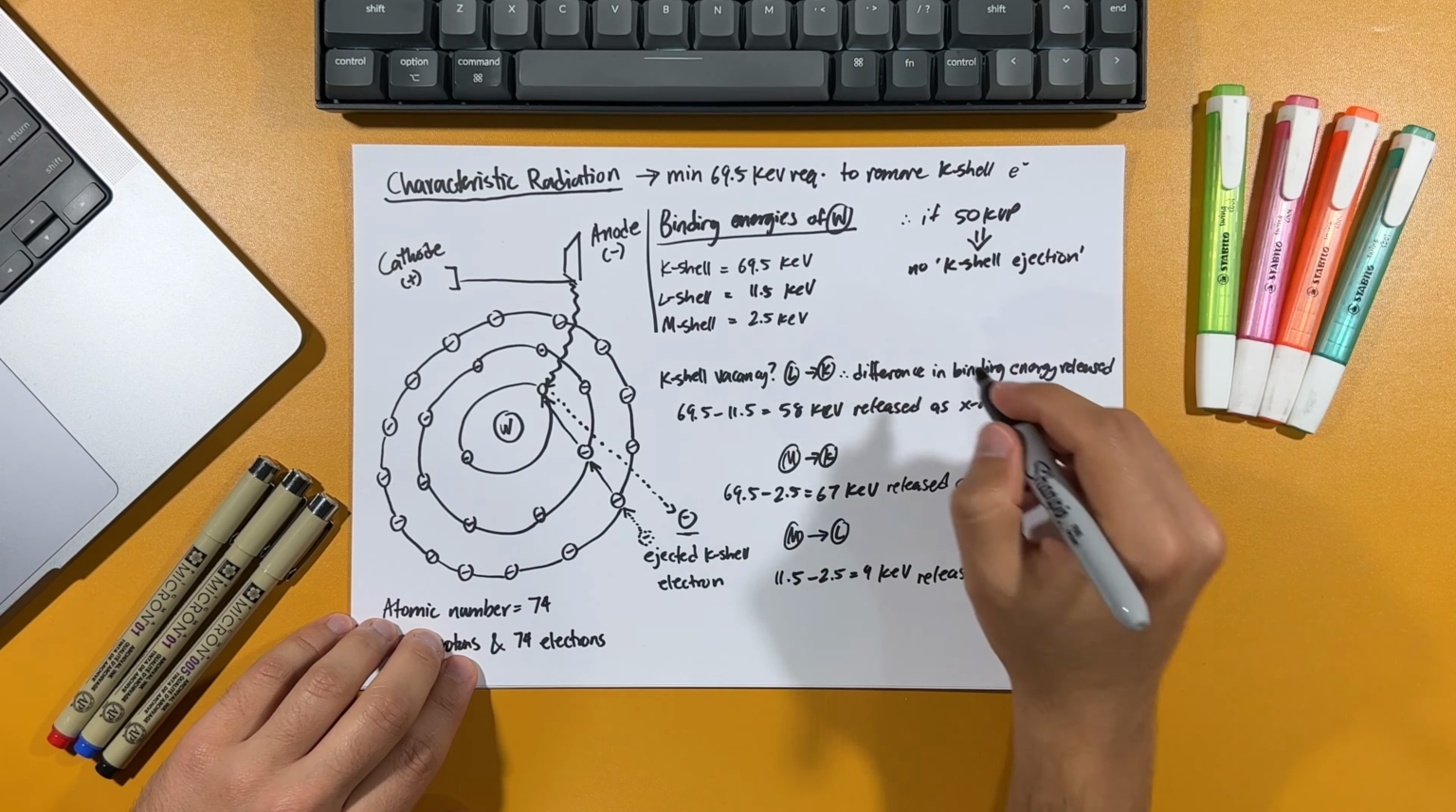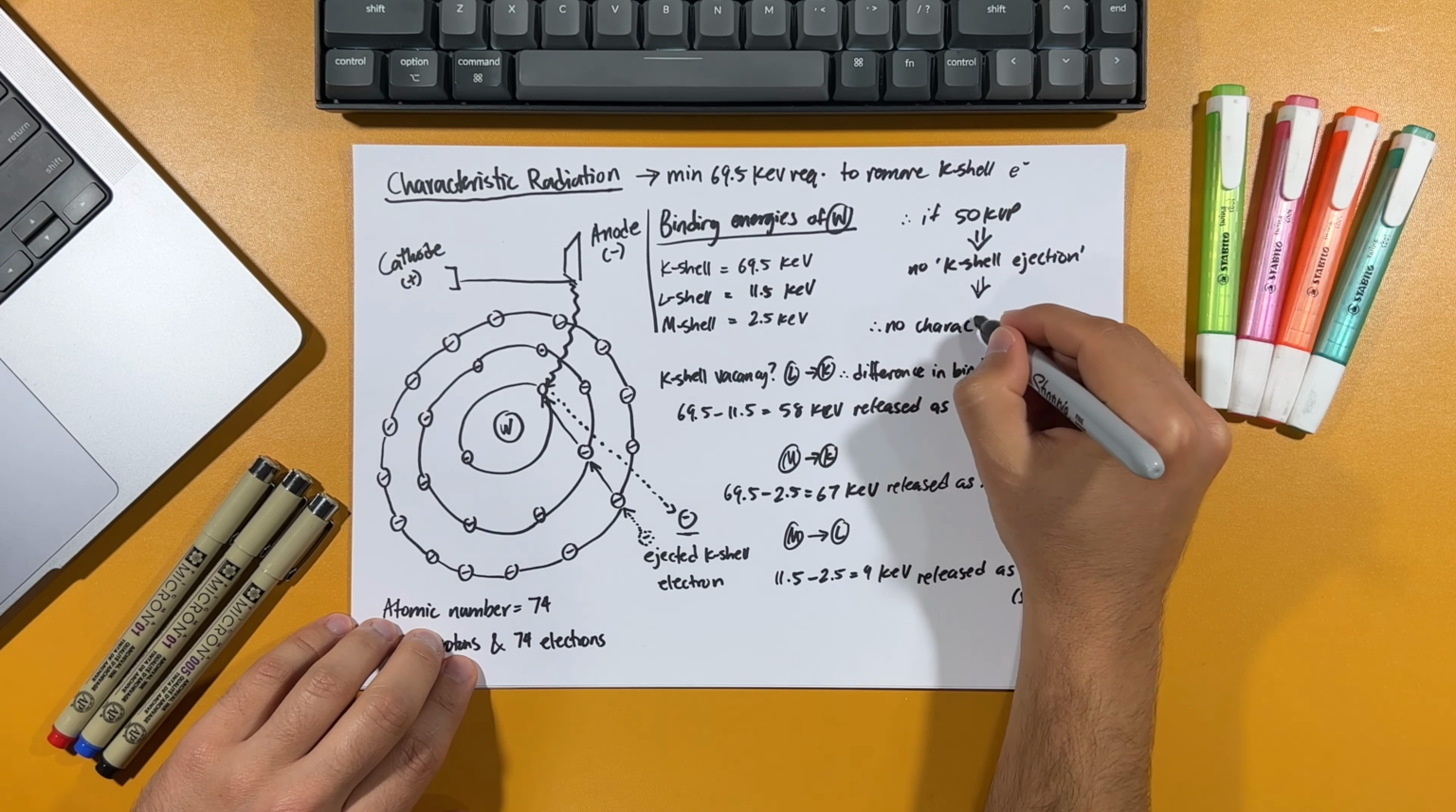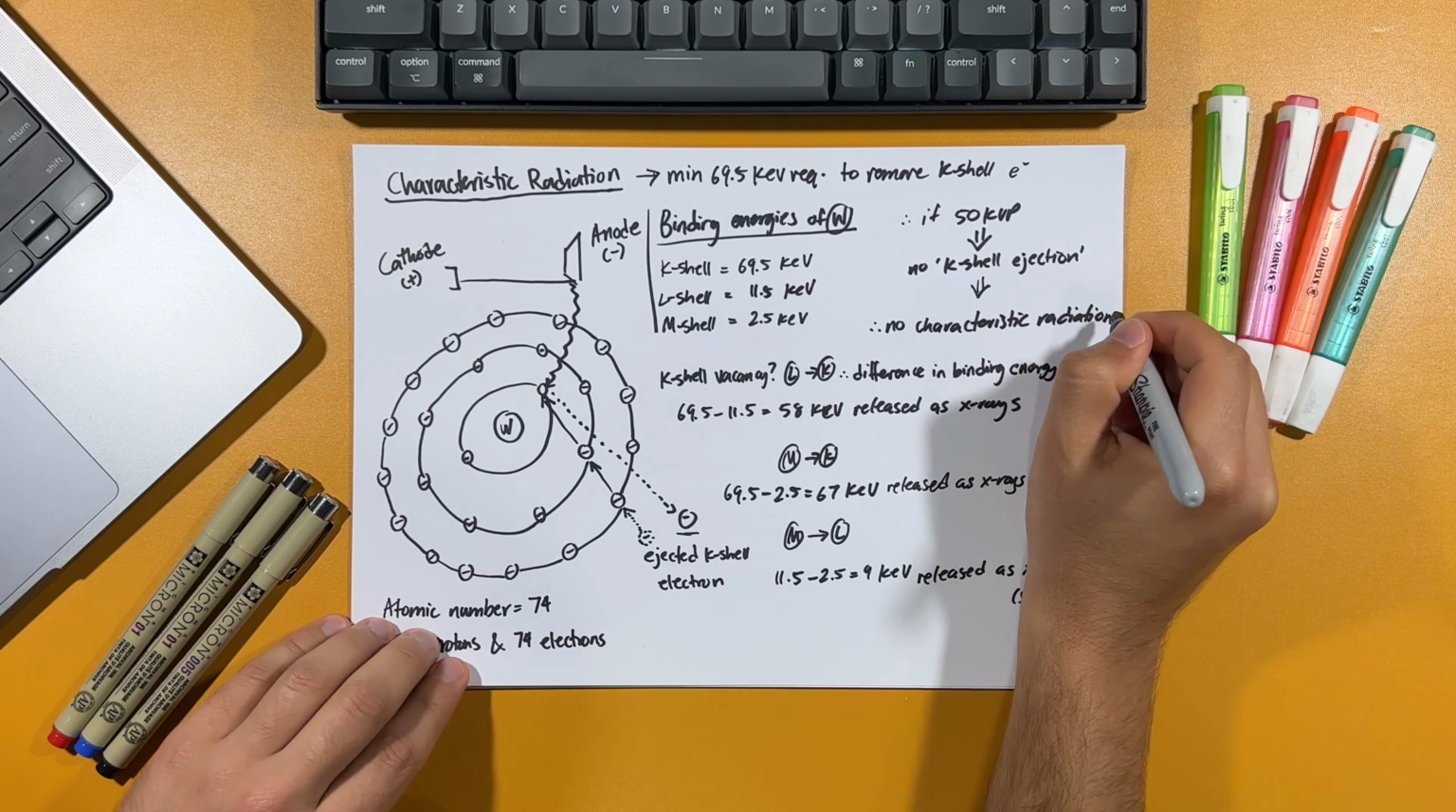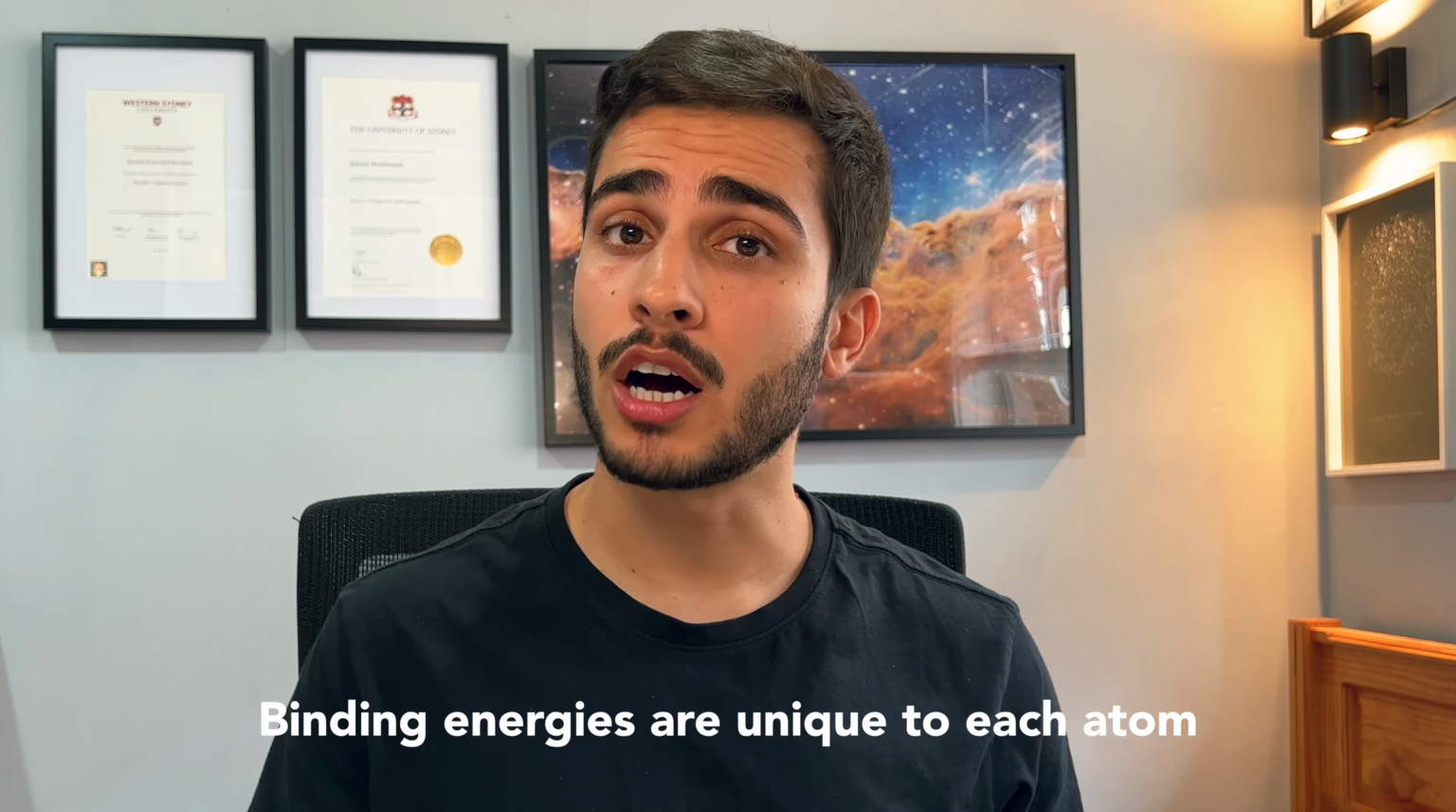And if it's less than the binding energy, say if we set a kVp of 50, then it doesn't have sufficient energy to result in the K ejection. Remember that these binding energies are unique to tungsten and will be different depending on the target or anode material. So instead of tungsten, if it's molybdenum or rhodium, for example, both are pretty common anode materials, the energy release will be different and therefore the characteristic radiation energy will also be different.